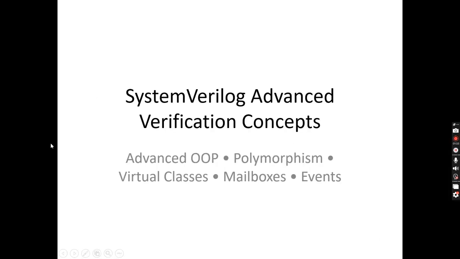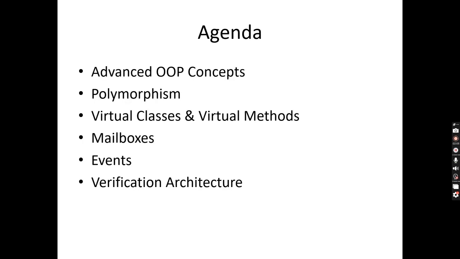Today we are going to discuss topics like polymorphism, virtual classes, mailbox, and events. So why are we going for these topics? In the previous class, we discussed the OOPS concepts, class-based verification, objects, instances of objects, and constraints. We discussed the importance of constraints and randomization. So this is actually an extension of that. Here we are going to learn the advanced topics. Let me continue the session.